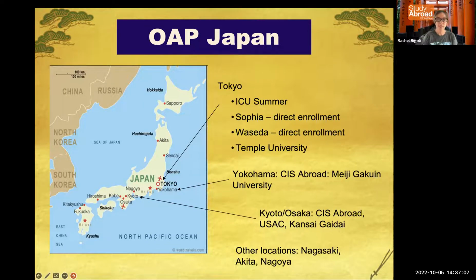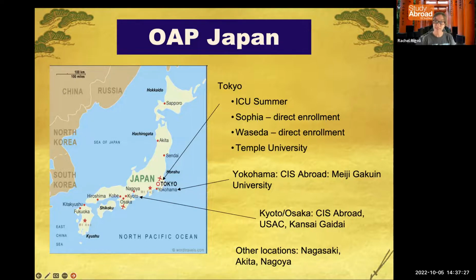So if you want to go to Waseda and you want to just go for a spring term, then we could talk about you doing direct enrollment, and then you're going to pay your tuition to Waseda and apply to them, and then we have paperwork that you would do on our end, but you're not going to pay UCSD during the term that you're abroad.